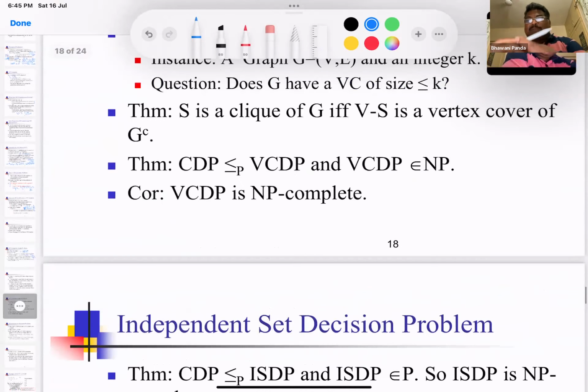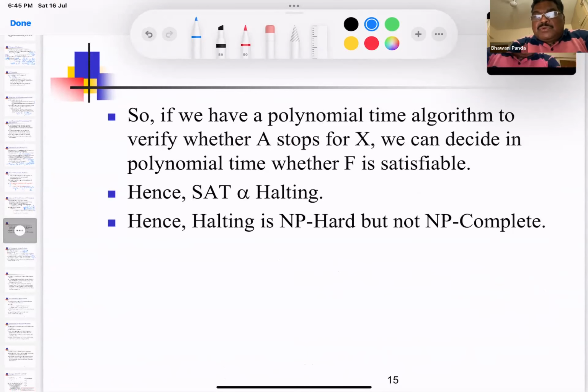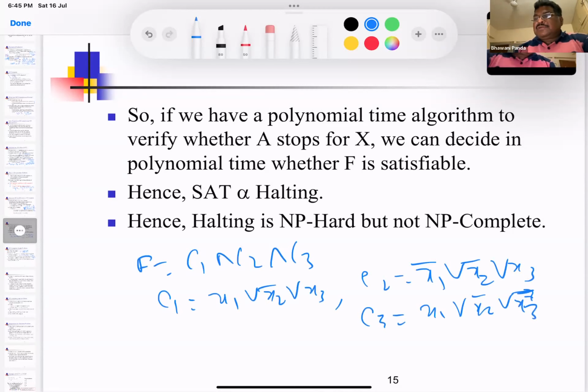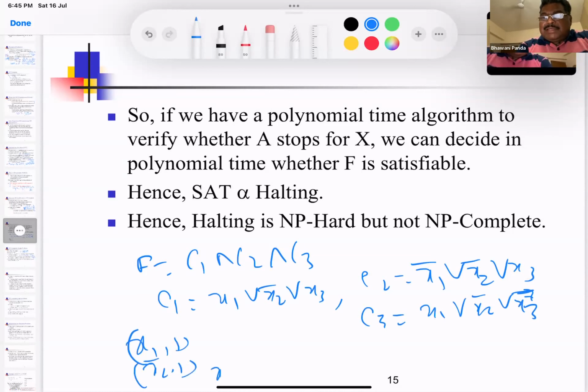So for example, my F is equal to C1 and C2 and C3. C1 is equal to X1 or X2 bar or X3. C2 is equal to X1 bar or X2 bar or X3. C3 is equal to X1 or X2 bar or X3 bar. Right, so 3 clauses are there. So in that case, what will happen? I will have the set X1,1; X2 bar,1; and X3,1. So this is in one set.